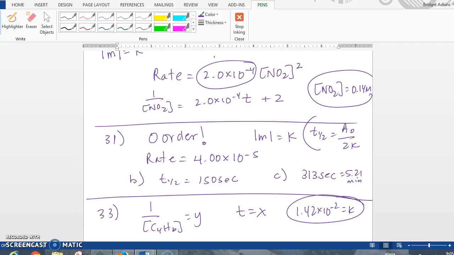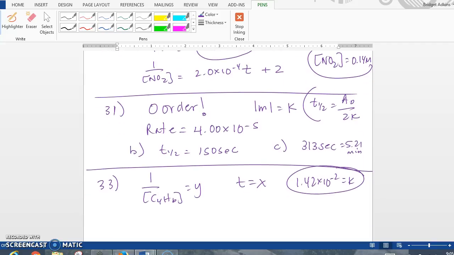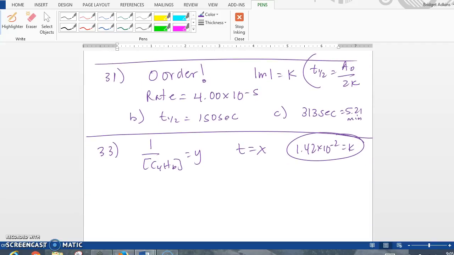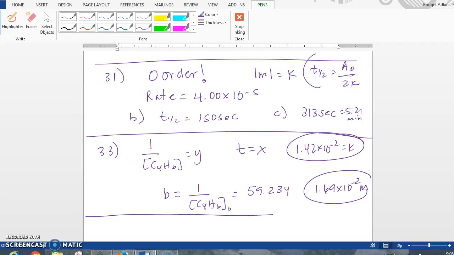So in this problem, they want you to solve for the y-intercept. Well, if you look at the integrated rate law, your y-intercept is equal to 1 over the initial concentration of C4H6. And that value from my graph, and again yours could be a little different, was 59.234. So solving for the initial concentration, I got 1.69 times 10 to the negative 2 molar.